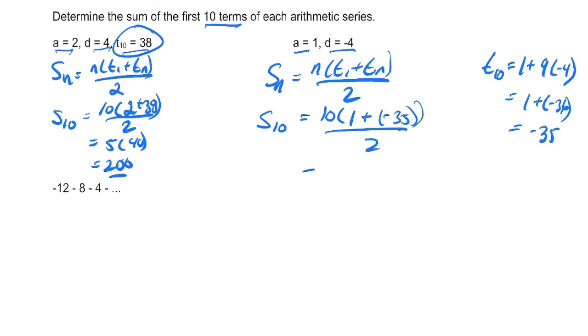All over 2. So this becomes really 5 times negative 34. And 5 times negative 34 is, well, 5 times 30 is minus 150, minus another 20, so it's going to be minus 170. So it's the sum of the first 10 terms of that sequence.